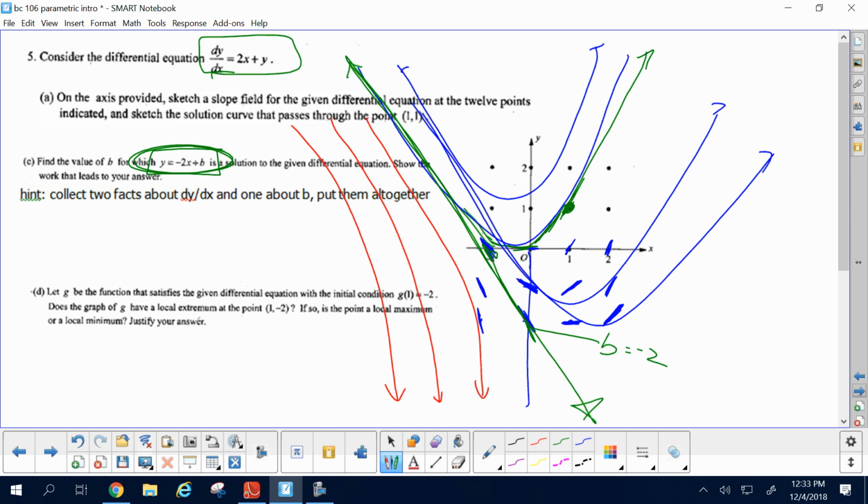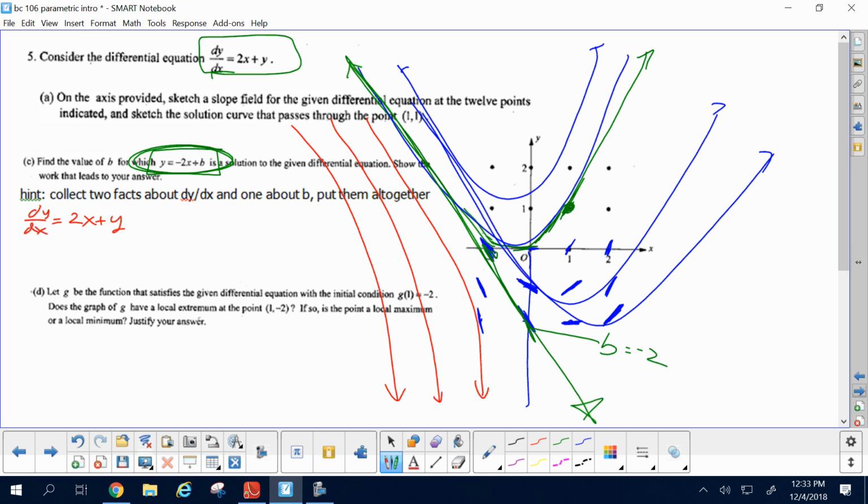But you would never get both points, because the graph is not a justification. It's conceptual and it helps you understand, but it's not the solution. So collect two facts about dy/dx. Give me one thing you know about dy/dx. It's 2x plus y. dy/dx for this problem is 2x plus y.